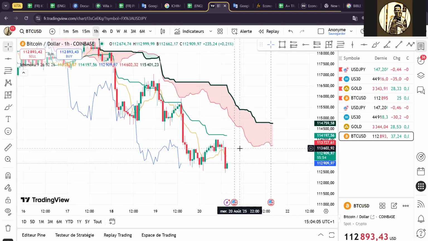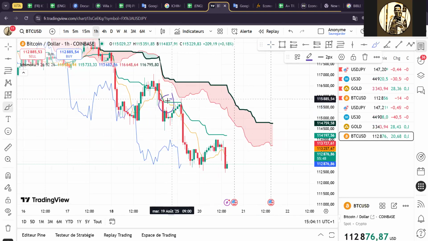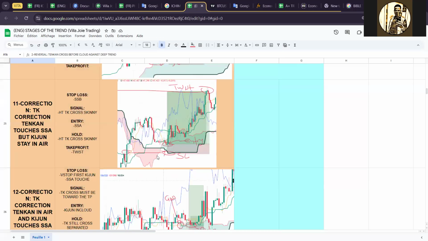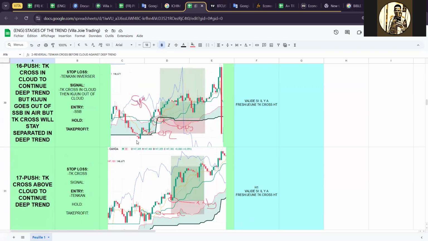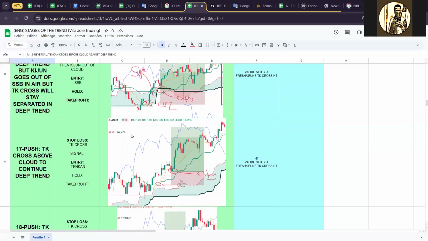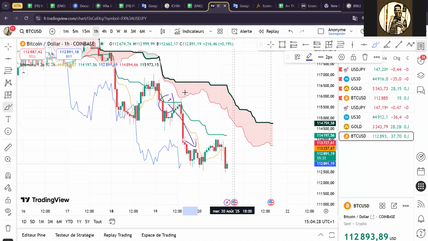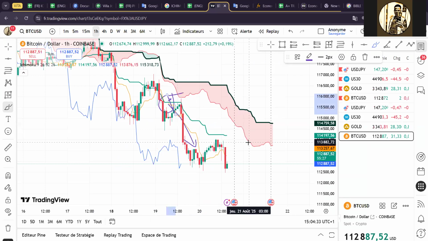For this one on Bitcoin, which phase are we in? We are in the push. The push is still playing out, right? We have the push here below the cloud. So this first push, I think, yeah. No, not the first one. This one, this 17, the push below the cloud when Tenkan and Kijun are not touching the cloud. TK cross again here. Okay, that's where we are.